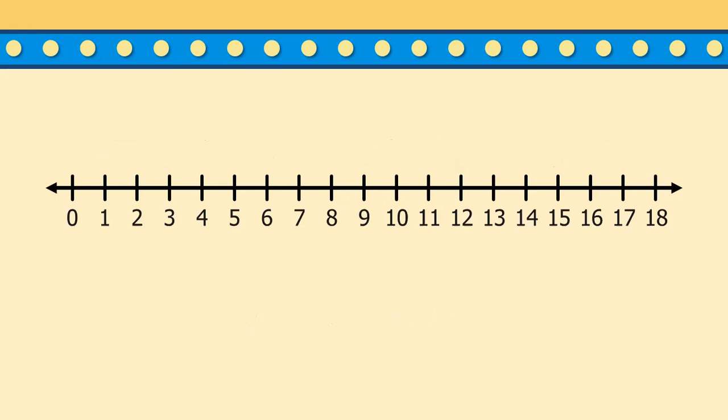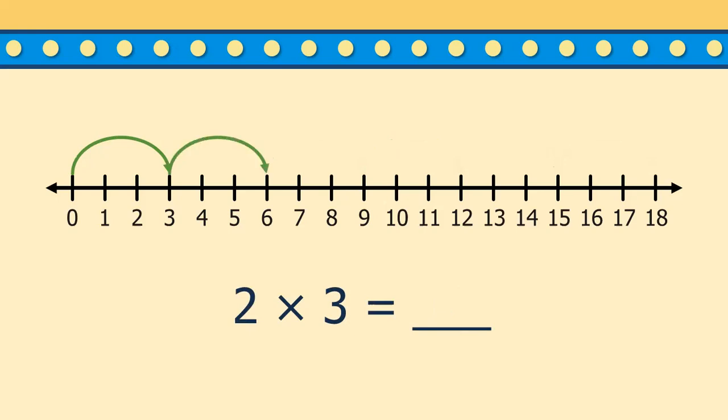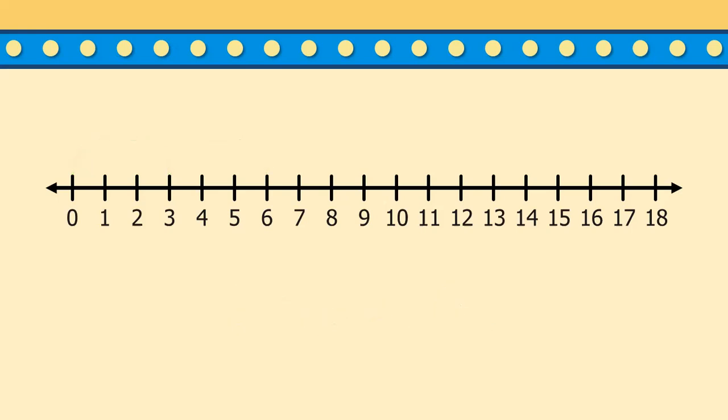All right, next, we are still working on our number line. We are going to work with the factor 2 and the factor 3. And we're going to skip count 3 each time. 3, 6. We have 2 jumps there, and we have our number 6. So as you can see, sometimes the number line is very, very helpful when you're first learning all about multiplication.